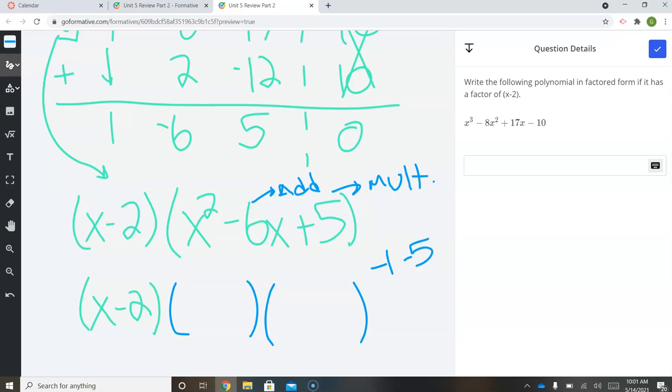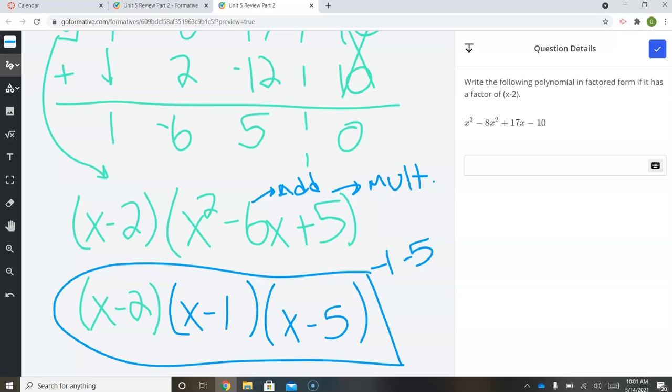And negative 1 times negative 5 is positive 5. So x minus 1 and x minus 5. This is factored form. I'm not asking you to solve it, so I'm just asking for what all of this becomes in factored form. If I asked to solve, I would ask you to take the opposite signs and actually solve them, but not for this one.